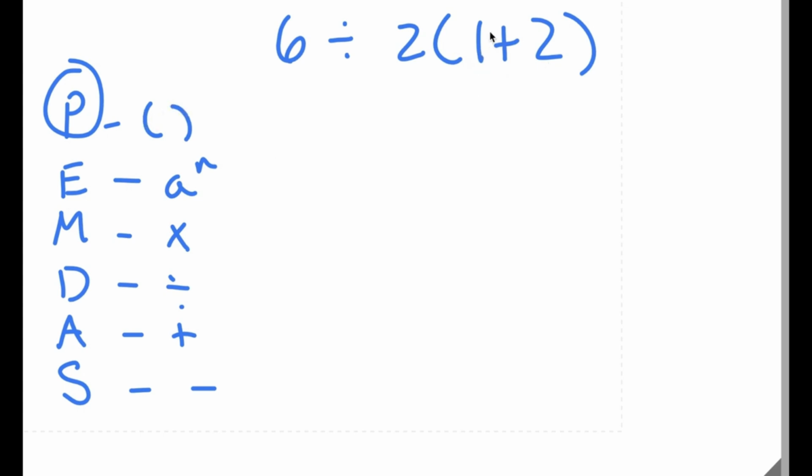Well, as you can see here, 1 plus 2 is in parentheses. So 1 plus 2 is equal to 3. So now I have 6 divided by 2 times 3. And 2 times 3 is written like this.